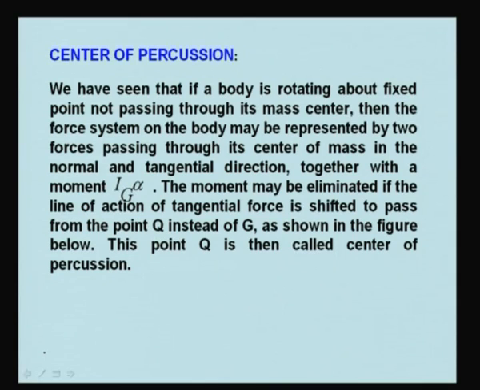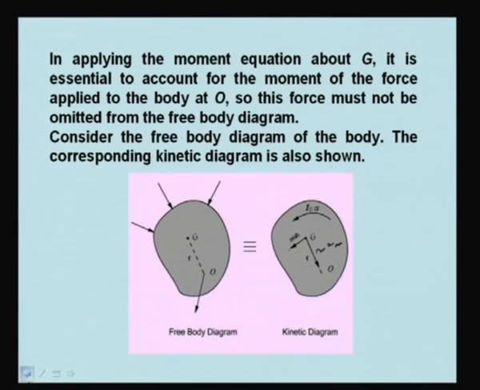We have seen that if a body is rotating about a fixed point not passing through its mass center, then the force system on the body may be represented by two forces passing through its center of mass in the normal and tangential direction, together with a moment Ig times alpha. You see, always in this case, for example, the kinetic diagram has been shown. Now from the kinetic diagram one can obtain a resultant free body diagram. Here one can see the forces.